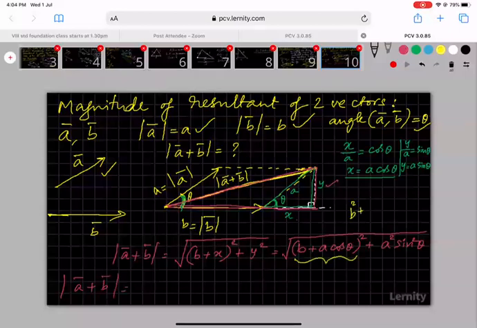B square plus A square cos square theta plus 2BA cos theta. Or I can say 2AB cos theta. Both are same. Right? B plus A cos theta whole square is B square plus A square cos square theta plus 2AB cos theta. And that is added to A square sin square theta. So you have a term A square cos square theta and A square sin square theta. You are going to add them.